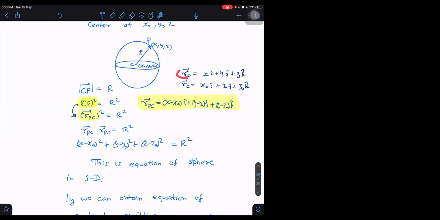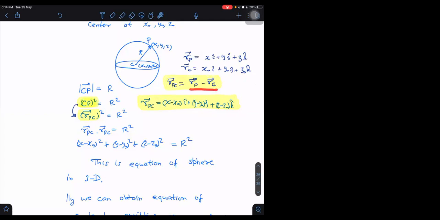So, do you understand this part? Why am I taking RP as this and RC as this? Then you know what is RPC, by our definition which I discussed yesterday. Some of you may not be remembering, so let me discuss again. RPC is nothing but RP minus RC. Very important formula to be remembered always. So this you have to remember always: RPC, the position vector of P with respect to C, is equal to RP minus RC.